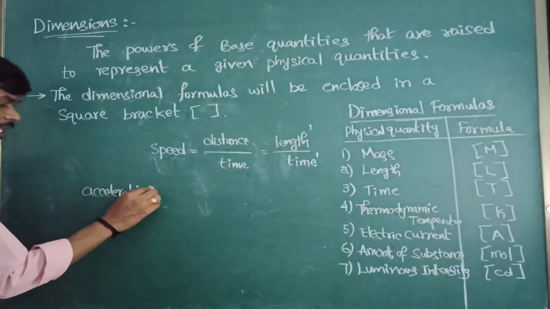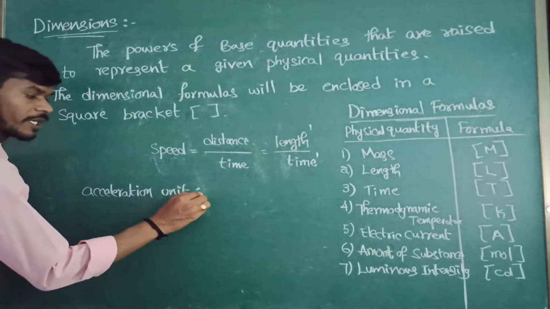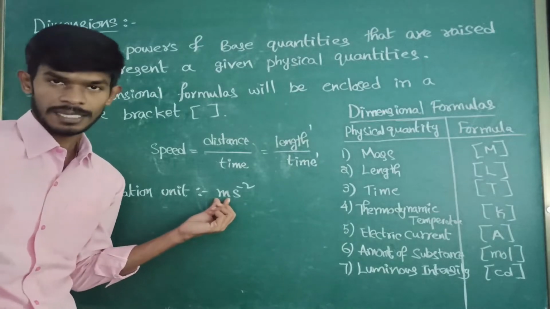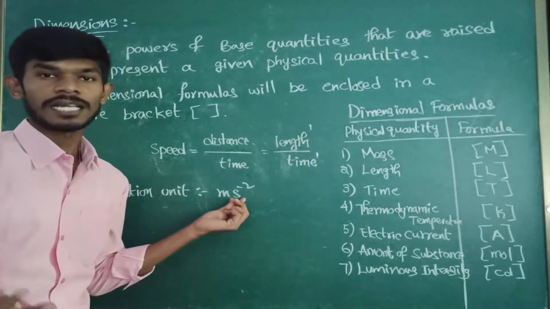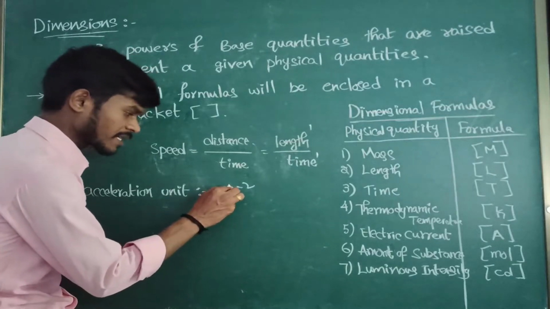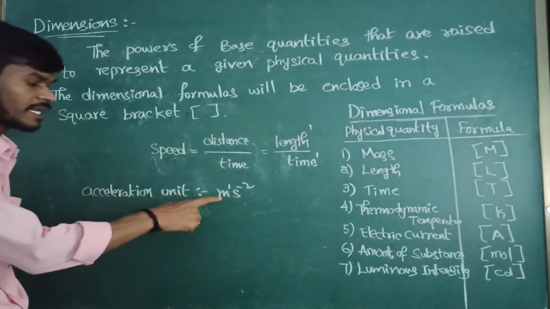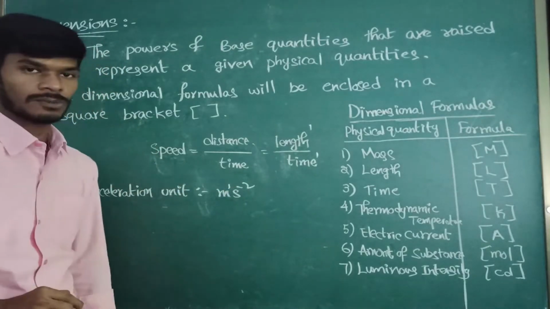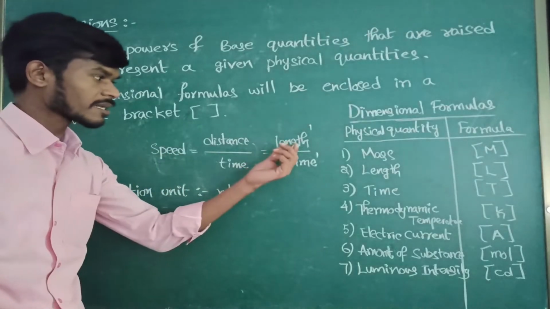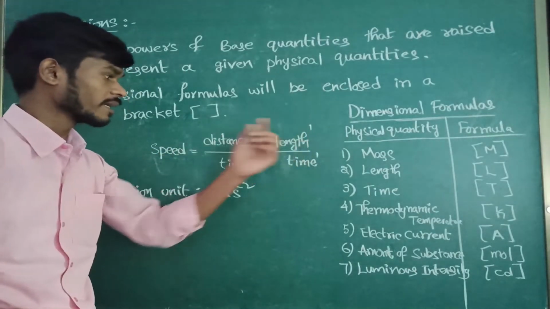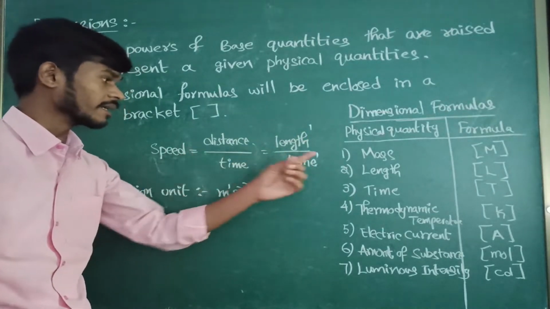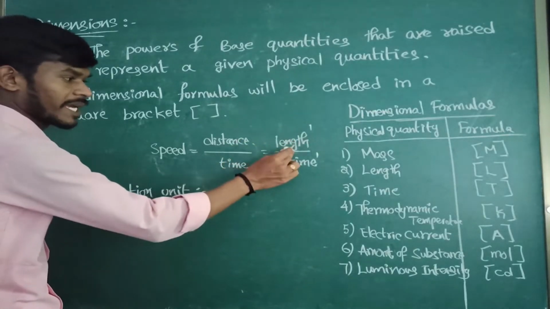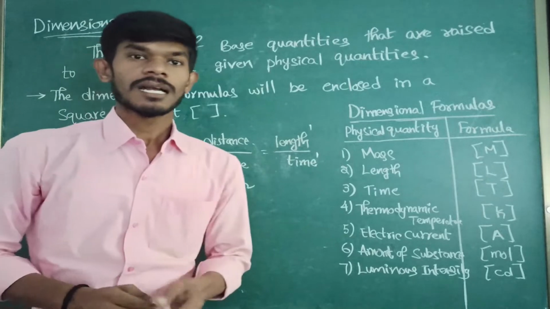Suppose you consider the acceleration unit. What is it? m s to the power of minus 2. m means length unit, and s represents time unit. So the dimension of length in acceleration is 1, and the dimension of time in acceleration is minus 2. In the same way, for speed, the dimension of length is 1 and the dimension of time is 1. Likewise, whatever powers we have for the base quantities will be considered as dimensions.